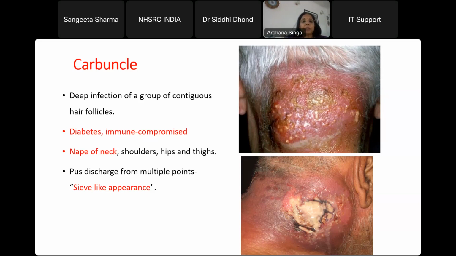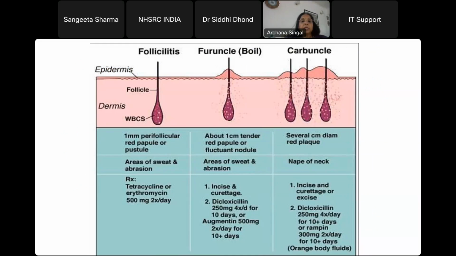Next. So this is, as a whole, how this happens. So folliculitis can be superficial or deep. Furuncle is when there is surrounding dermis but a single hair follicle, and carbuncle, this is a pictorial depiction, is when there are multiple hair follicles and in between, the dermis is also involved. Next.